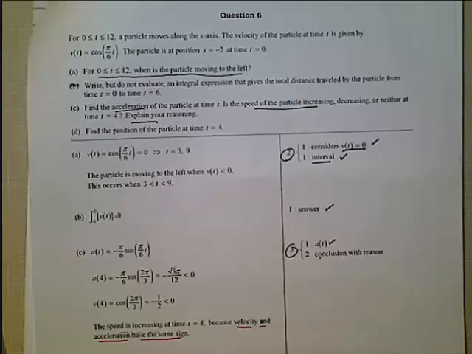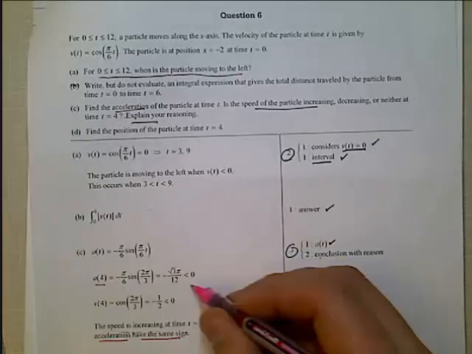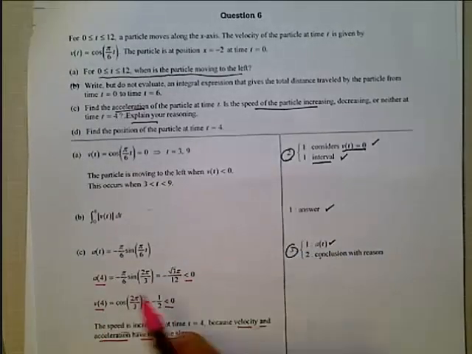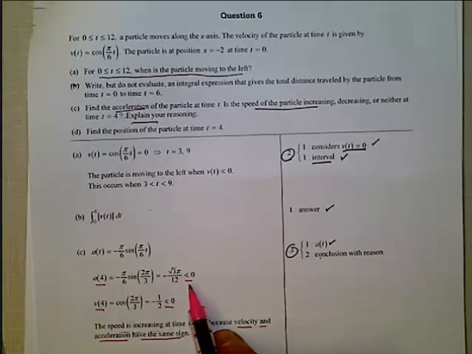But in order to get this conclusion, we had to have this. We had to say that the acceleration was less than 0, the velocity at 4 is less than 0. Remember I said that you don't have to actually calculate what that number is. You just have to say that this number is less than 0. They've actually gone and done the number, which is fine. But we'll get the point just by saying a of 4 is less than 0, v of 4 is less than 0, so the speed is increasing.